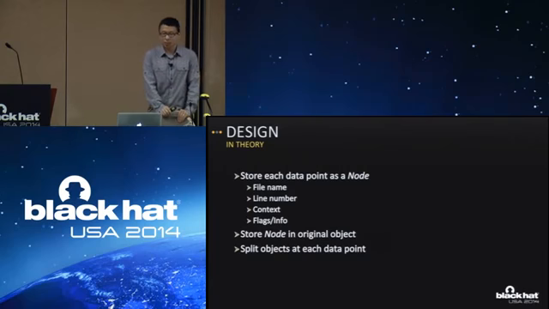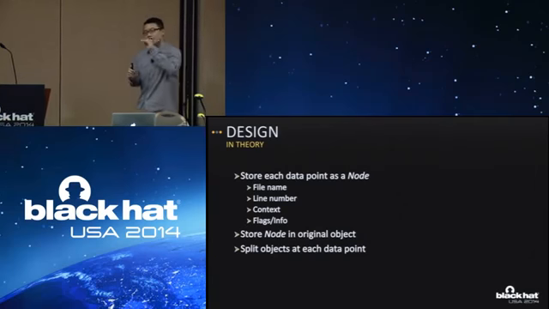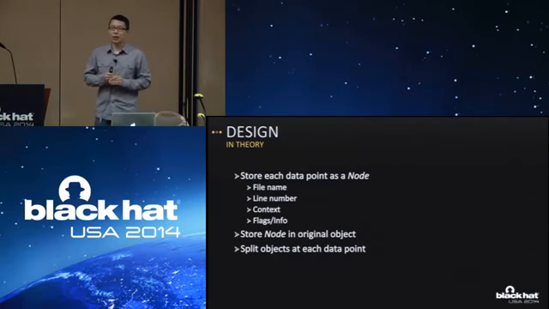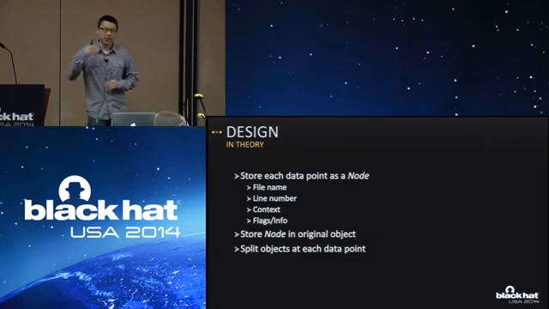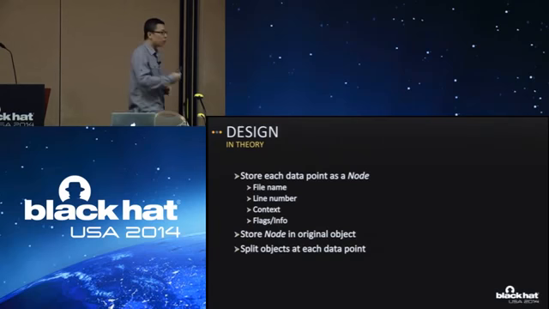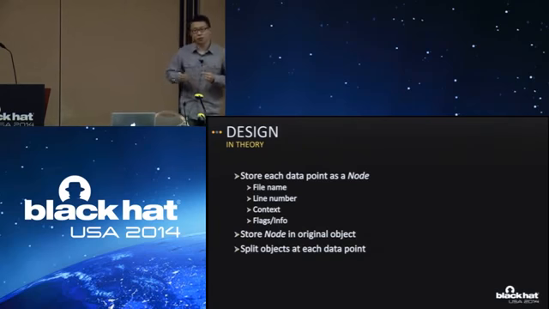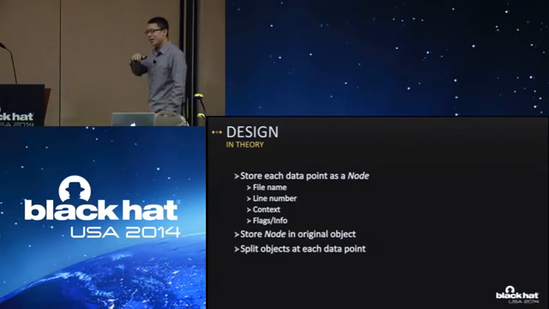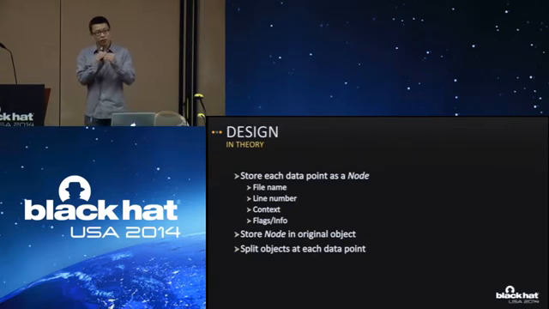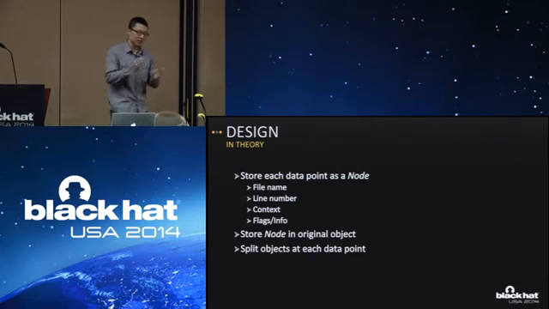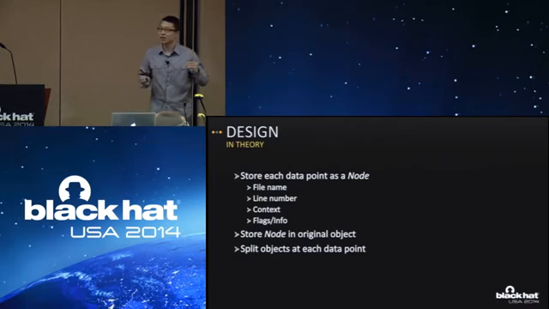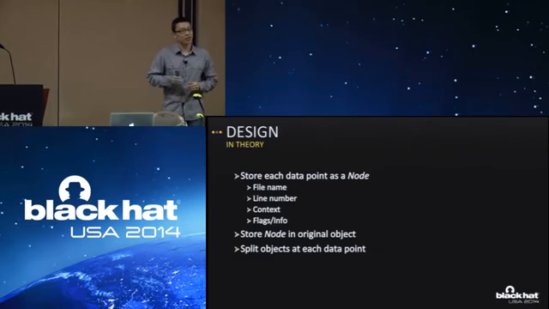And here's the interesting point. We split objects at each data point. What we mean by that is that if you have a function call, say foo, and you pass a string s, instead of passing the actual string s, we create a copy of string s and pass that to the foo function. The reason we do that is that we want to decouple the data flows of different paths in the program so they are separate from each other. Otherwise, the data flows in different paths are going to mingle together and create false positives and false negatives.